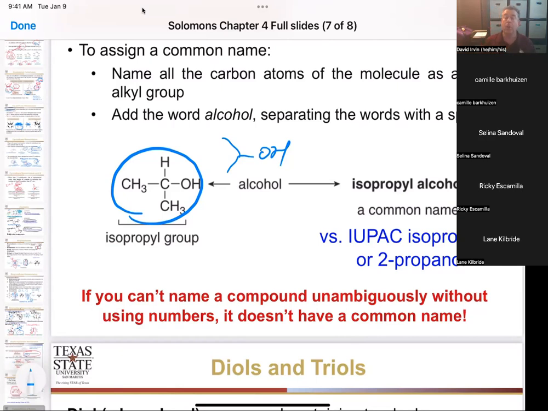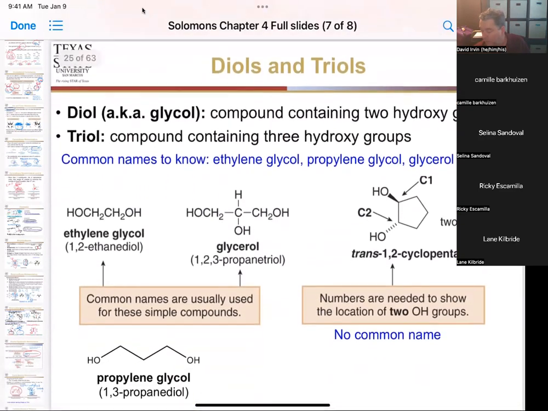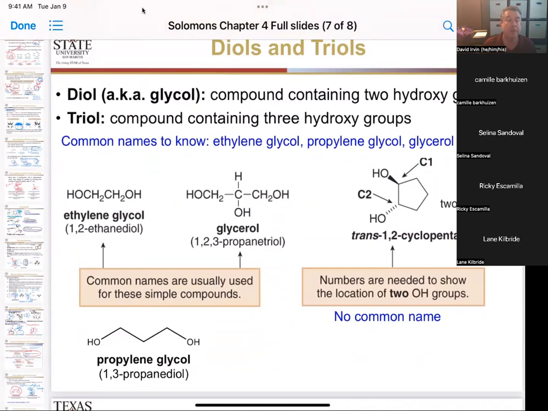Okay. So what if we have more than one alcohol? Well, if we have more than one alcohol, we're going to do it exactly like we do more than one methyl group. We're going to say diol or triol. And again, when we do this, there is a common name associated with it, but there's also an IUPAC name. In the case of diols, our common name is called glycol. So if you have 2 OHs on the same chain, you can put the carbon chain plus glycol.